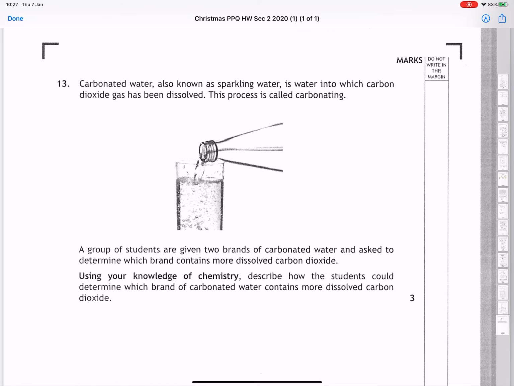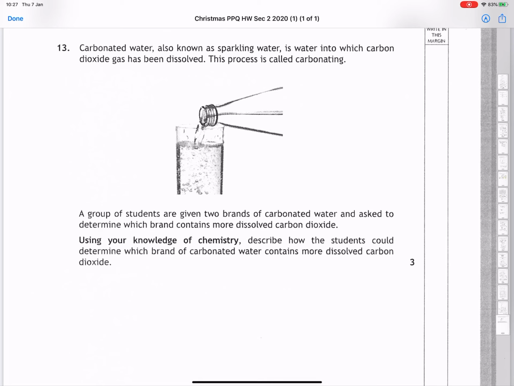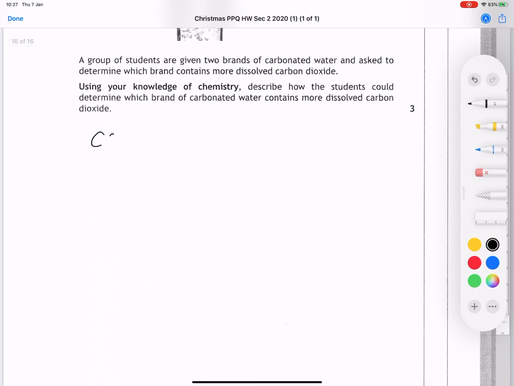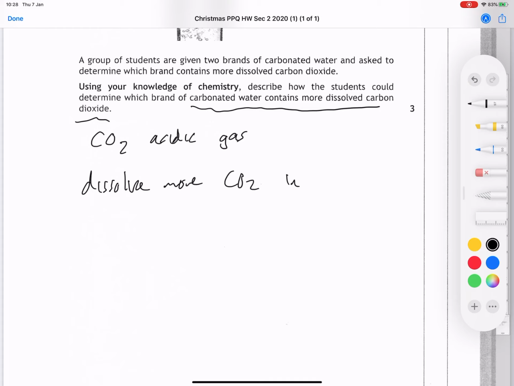Right, last question. Again, this is open to interpretation. So carbon dioxide, that's how we make fizzy juice. We dissolve carbon dioxide in water. Remember, carbon dioxide is an acidic gas. Describe how students could determine which brand of carbonated water contains more carbon dioxide. So if you dissolve more CO2 in water, the pH is going to be lower. So the more carbon dioxide you have, the lower the pH, the more acidic, and you could measure the pH by a pH probe.